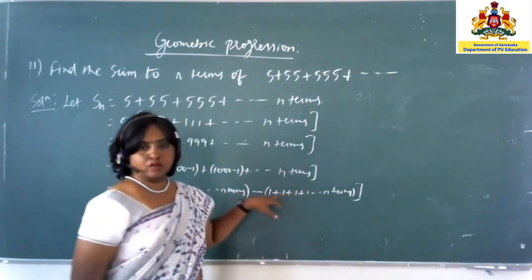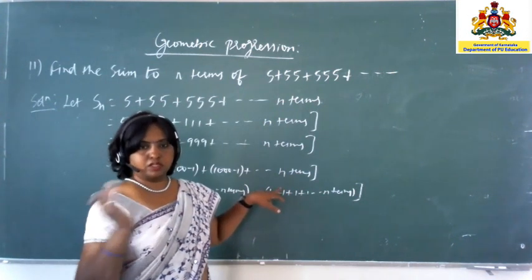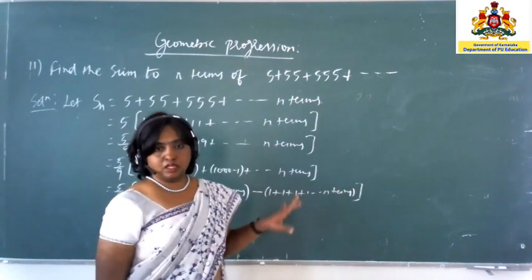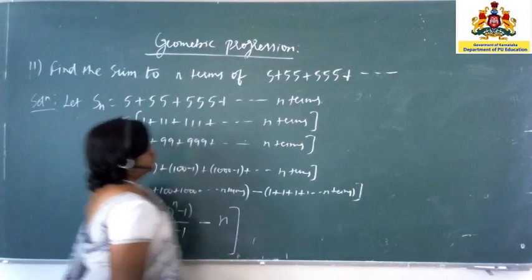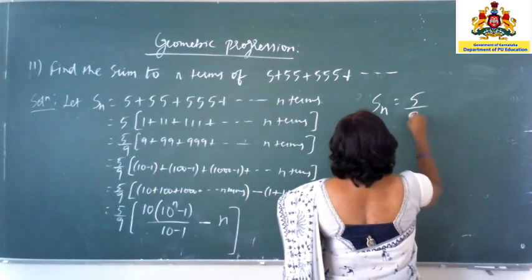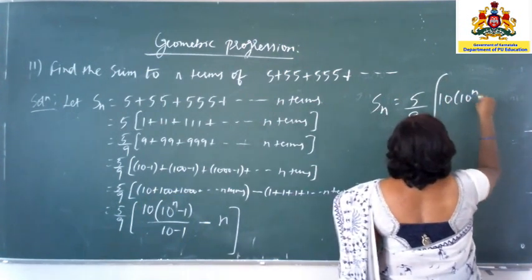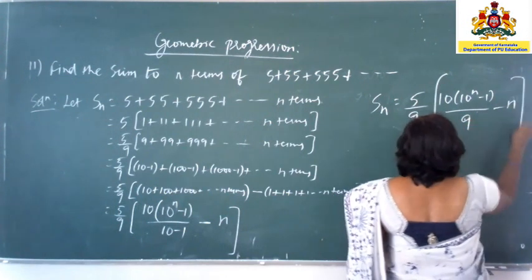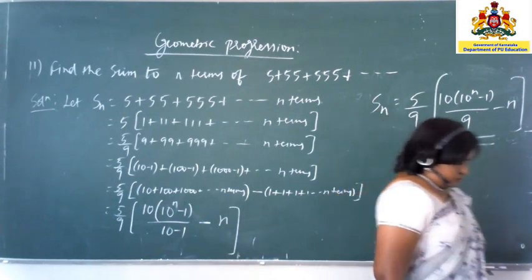Minus, 1 plus 1 plus so on of 10 is n. If I consider 1 plus 1, 2 times, it is 2. 1 plus 1 plus 1, 3 times, it is 3. Same way, 1 plus 1 plus 1 so on up to n times, it will be n. So minus n. So Sn is equal to 5 by 9 into 10 into 10 to the power of n minus 1 divided by 10 minus 1, which is 9, minus n. This is the solution. Yes, make a note.